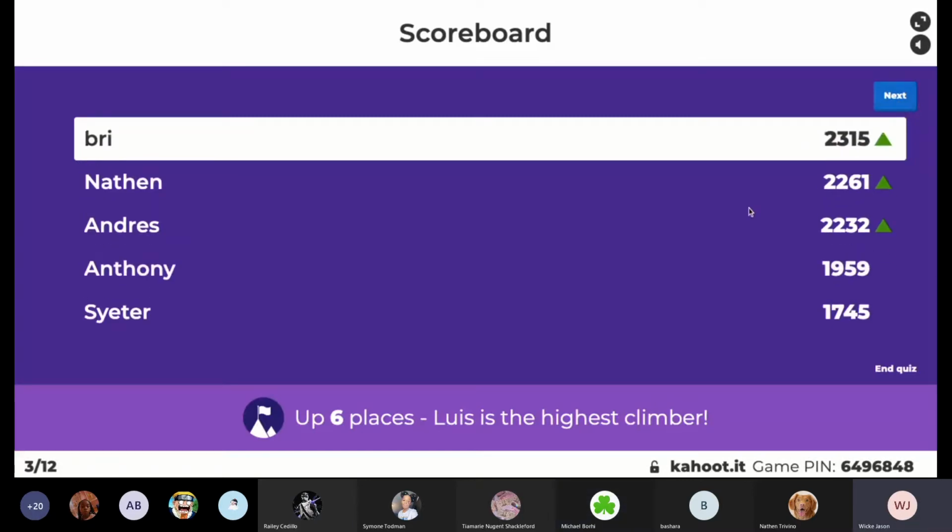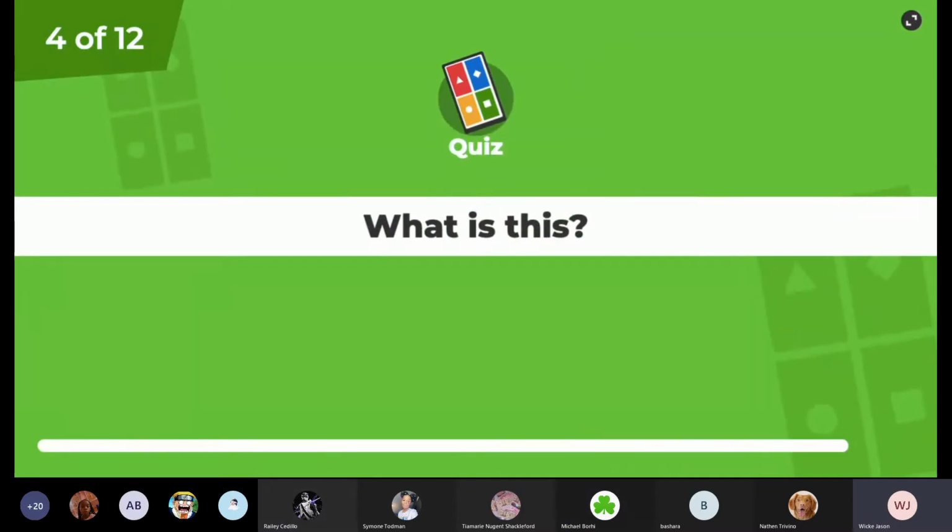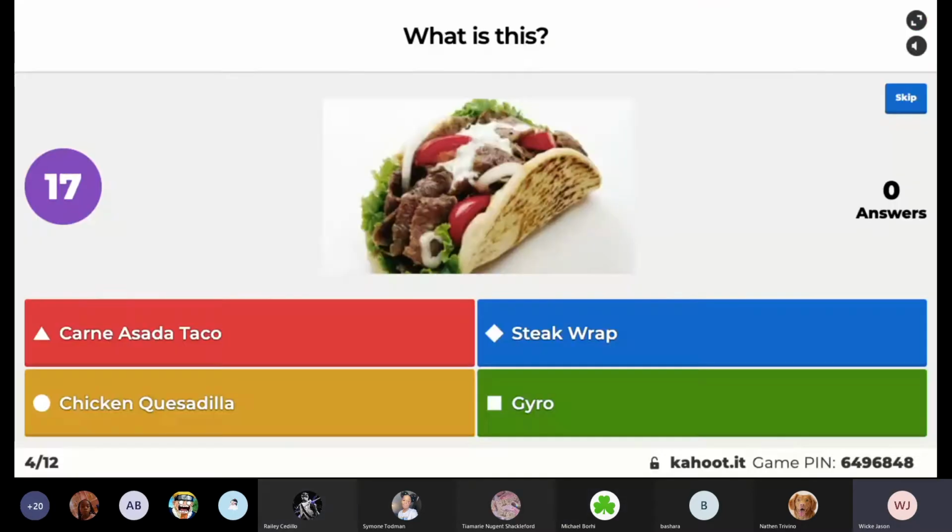Oh, Brianna, there you go. Okay, next question. Number 4. What is this? Is it red carne asada taco? Is it blue steak wrap? Is it yellow chicken quesadilla? Or is it green a gyro?